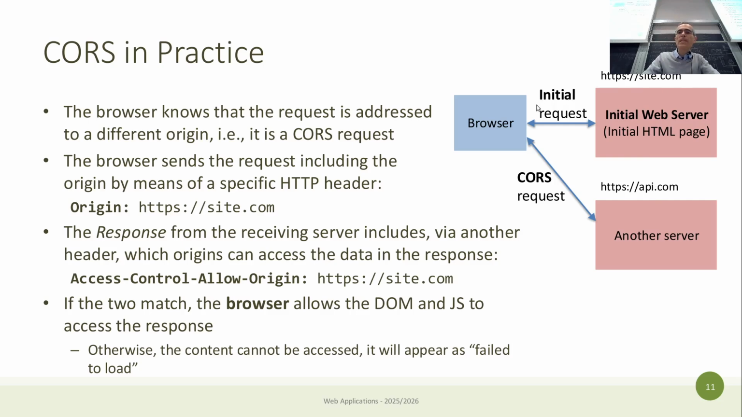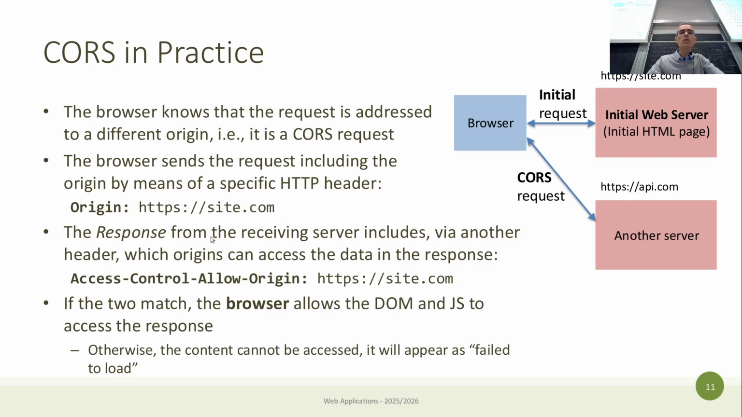So, basically, you start from an initial web server, you get all the information to display the content of your page, including JavaScript code and so on. At a certain point, you want to access a second server. For our case, it's the API server. And when you send a request, the browser automatically inserts an additional HTTP header, which is called Origin, with the origin of the initial web server. Okay, so the scheme, the host name, and the port, which in this case is implicit.